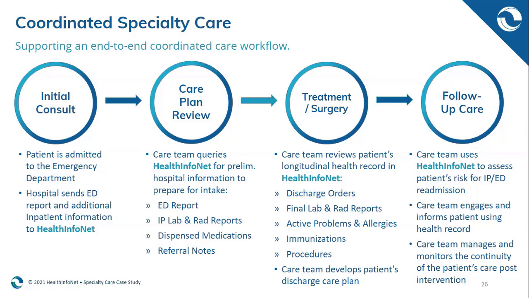Then you go to the care plan. With that information, you have the preliminary hospital information, which may include the ED report, all those labs you need, medications and referral notes. Then you go to either the treatment process or surgery, and then you want to look and see what happened in the hospital setting, and then the follow-up care. As I said before, that's just the line of continuity of care.